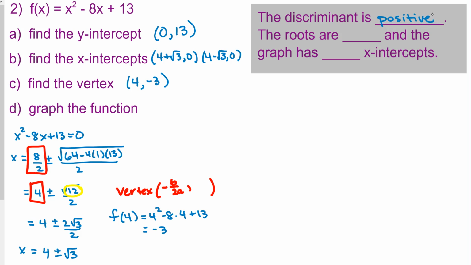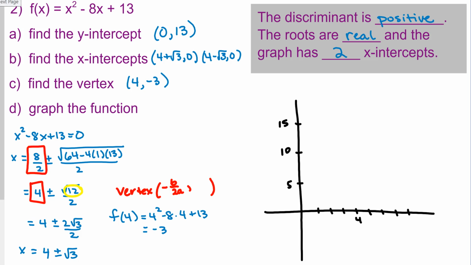The roots, those are the numbers we get when we set the function equal to 0. We got 4 plus or minus square root 3. Those are real. And so because we got real roots, we have 2 x-intercepts. Any real root is an x-intercept. Any non-real root is not an x-intercept. Okay, so now I'm going to work on my graph.